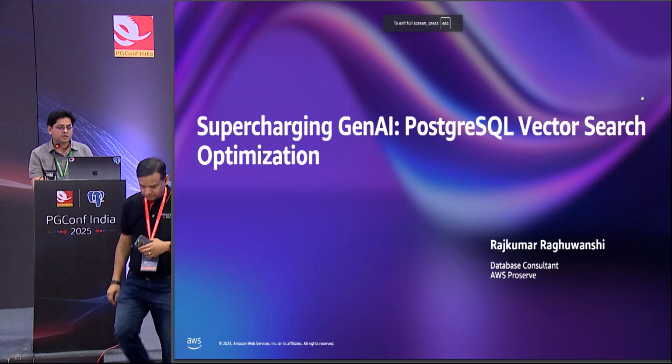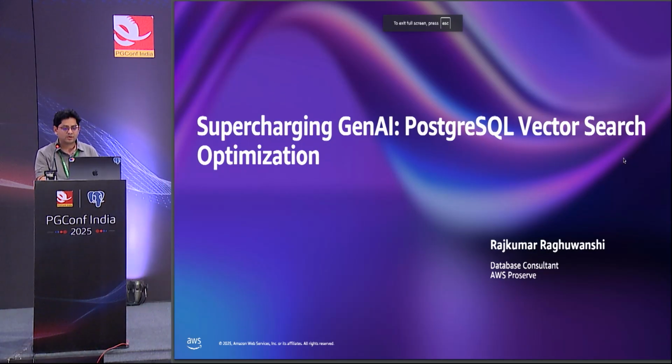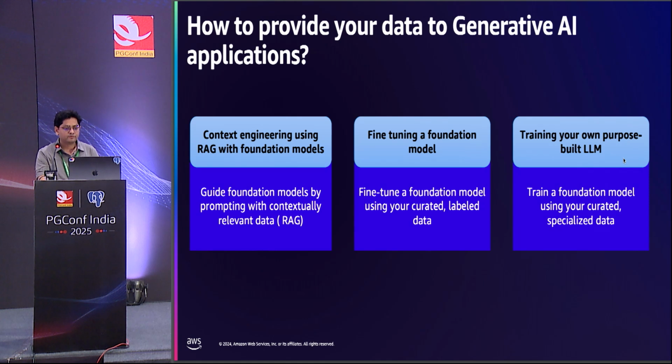Good evening, everyone. I'm just going to quickly walk you through some of the optimization tips we can apply for pgvector performance improvement. We know RAG is one of the cheapest ways to provide context to the models so they behave as we want.